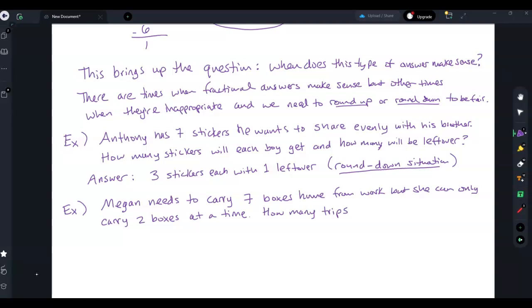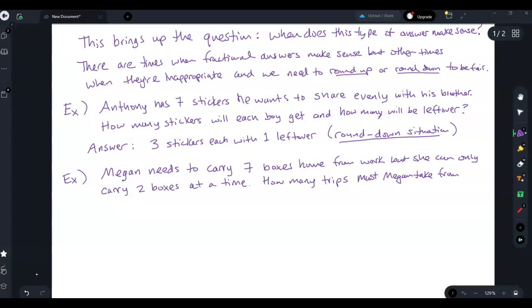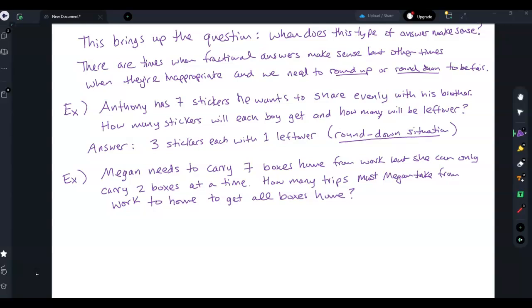So I'm going to say, how many trips must Megan take from work to home, not worrying about return trips to get more boxes, in order to get all boxes home. I want this to be a problem for 7 divided by 2. If I included trips back to work, that's not really 7 divided by 2. So in this case, it's still 7 divided by 2, right?